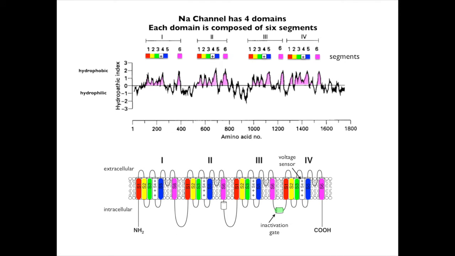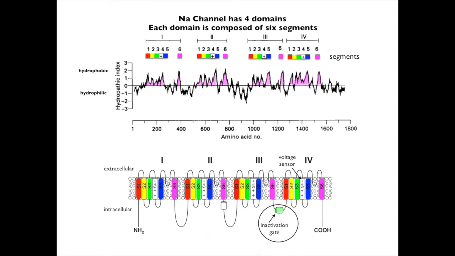But I would like to point out a few important features of the various segments. The first point is that the S4 segment in each of the four domains has positive charges. It contains mostly hydrophobic residues, but there are also positively charged residues located on every third amino acid. Notice, it is the only segment with positive charges, and as we shall see, it is the segment that acts as the voltage sensor that operates the activation gate when the cell depolarizes.